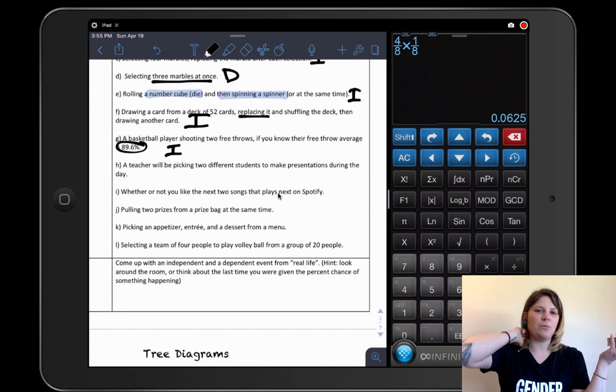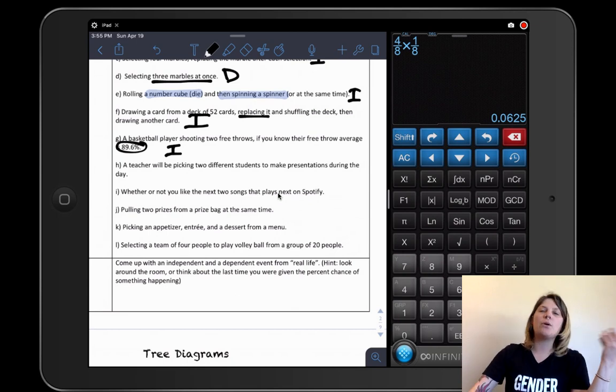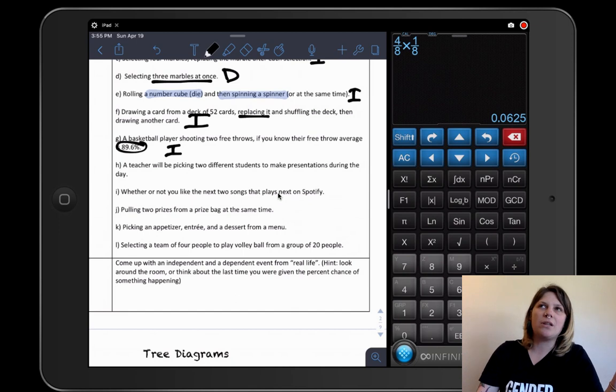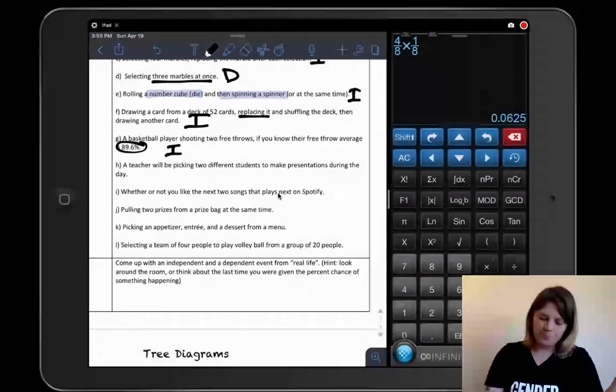So the idea is that when you shoot a free throw basket, you usually know your player's free throw average. And so you would just say, okay, well, the two shots do not change. The first shot does not change the probability of the second shot. In real life, it might, but whenever you're given a percent, just assume it's independent.